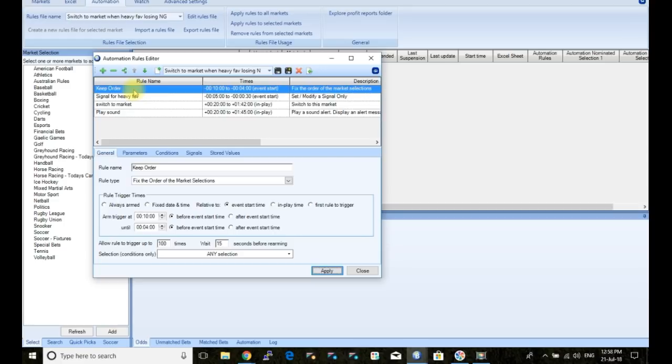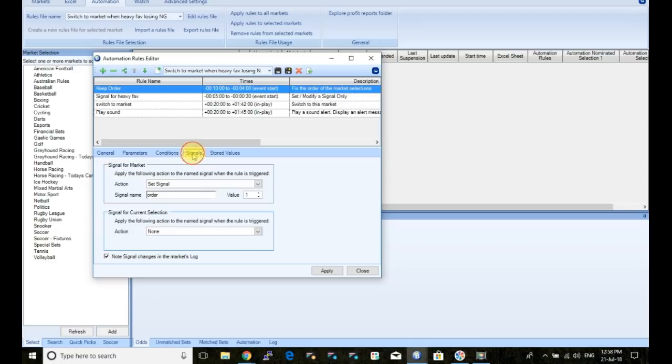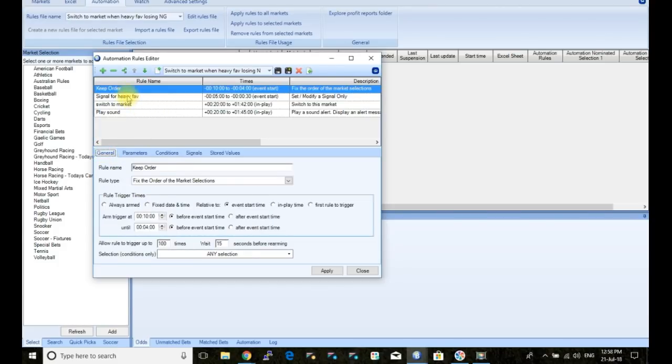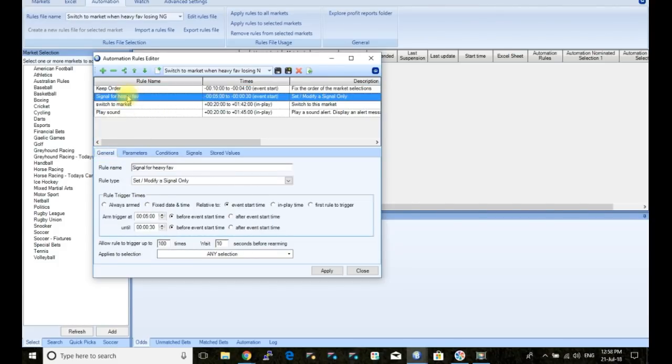So the first thing that you need to do, it's going to keep the order of the home, the away and the draw. So it's going to look for the favourite. We're going to set a signal for this as well. This is going to run on a series of signals, and in order for the second rule to be triggered, the first signal has got to be met. So keep the order, and we've set a signal for the order.